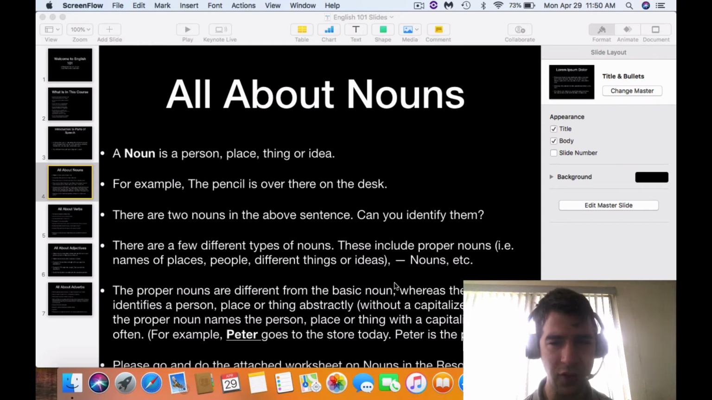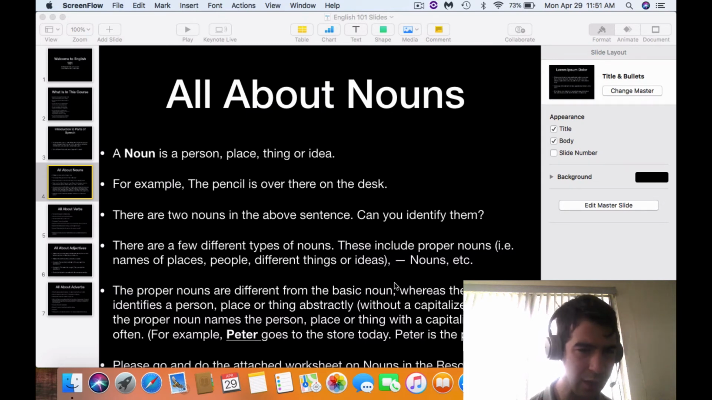There are a few different types of nouns. These include proper nouns, i.e. names of places, names of people, different concepts, different ideas. They're all nouns. Now, proper nouns are different from the basic noun, whereas the basic noun identifies a person, place, or thing abstractly without a capitalized printed name. The proper noun names the person, place, or thing with a capitalized name often.